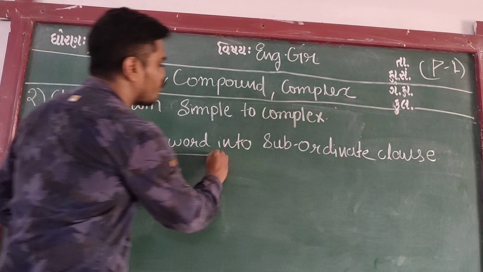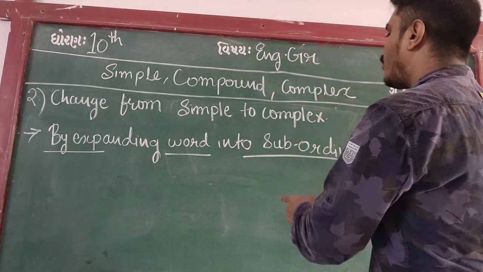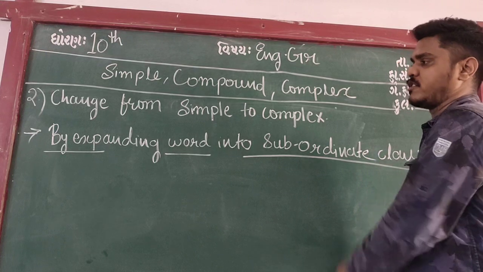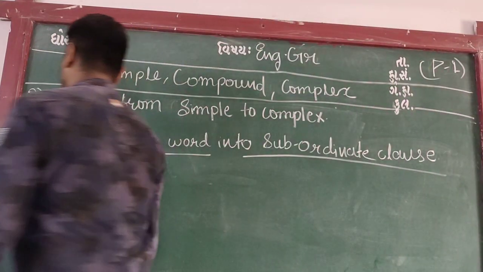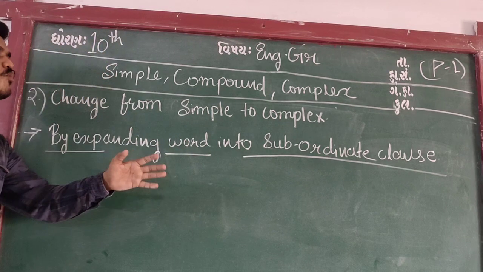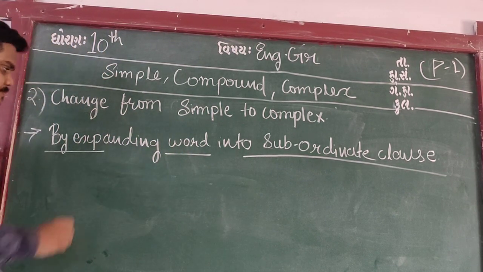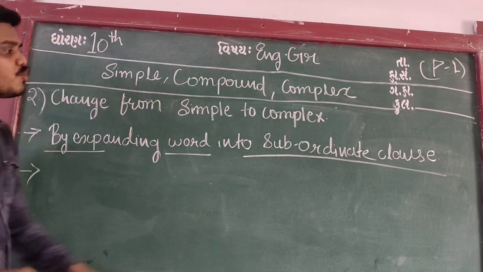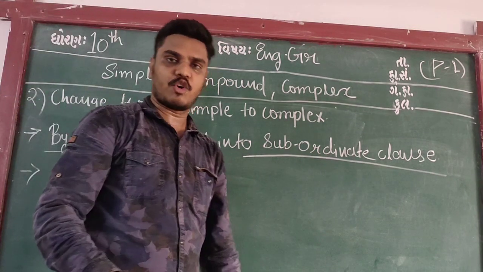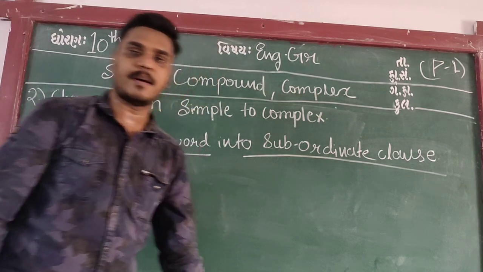By expanding a word into a subordinate clause. Now you get the idea of what is meant by expanding a word and how we are doing this activity in the sentence. Now a new word is introduced, the subordinate clause. Let's understand this by an example.